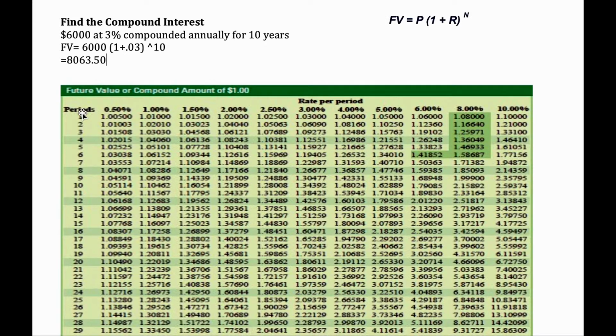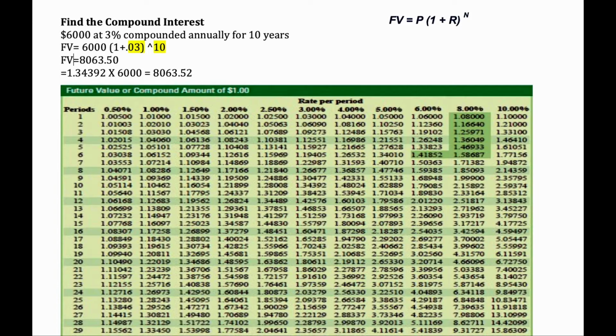In order to use the table, we need the number of periods and the interest rate per period. So the 3% that we discussed earlier and the 10 as per our question. Looking at the intersection of 10 and 3%, we have the value of 1.34392. We need to multiply this value by 6,000, so you will get 8,063.52.